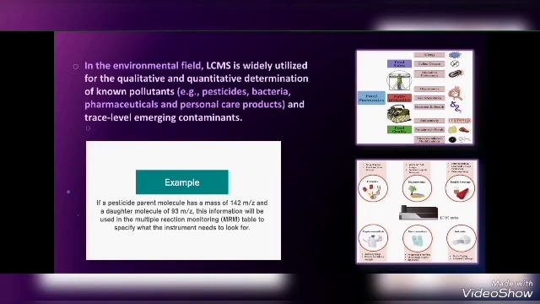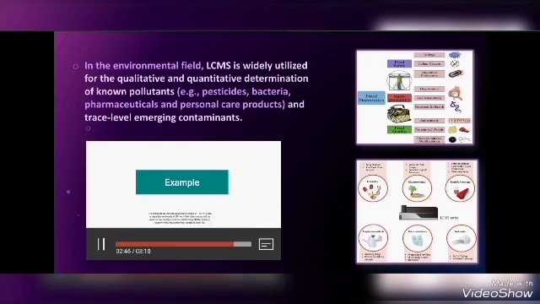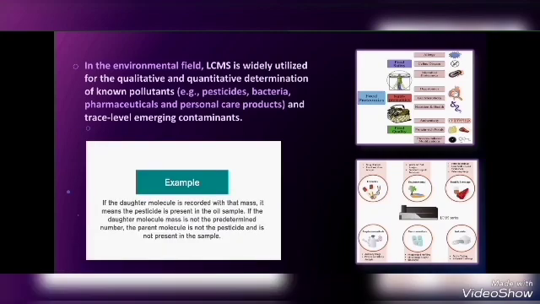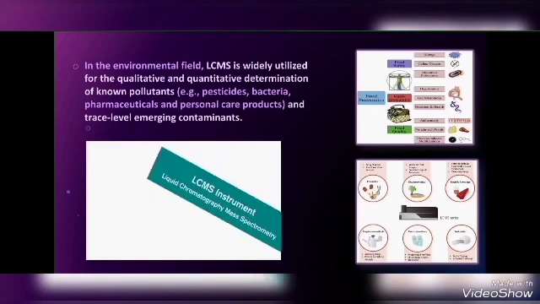For example, if a pesticide parent molecule has a mass of 142 m over z and a daughter molecule of 93 m over z, this information will be used in the multiple reaction monitoring table to specify what the instrument needs to look for. If the daughter molecule is recorded with that mass, it means that the pesticide is present in the oil sample. If the daughter molecule mass isn't recorded, the parent molecule isn't the pesticide and is not present in the sample.